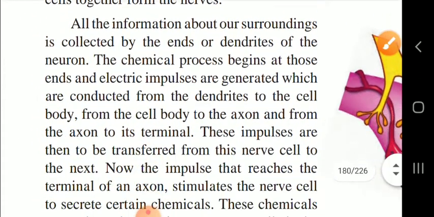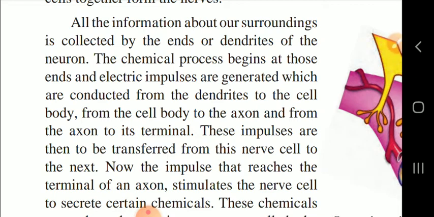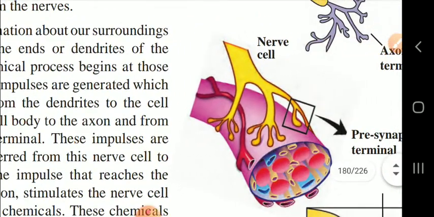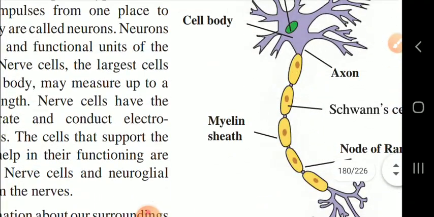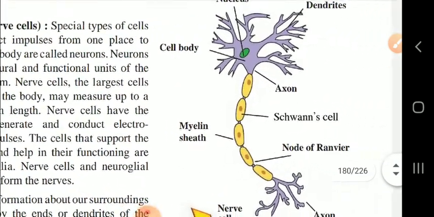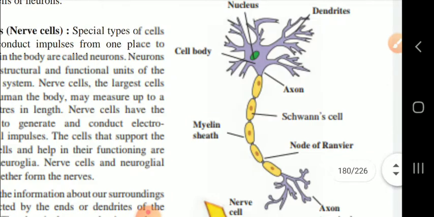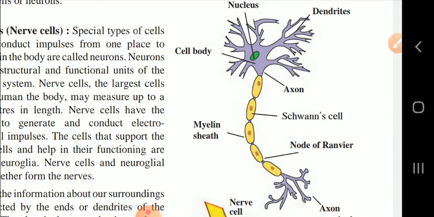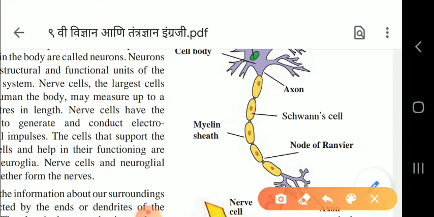Now, all the information about our surroundings is collected by the end of the dendrites. So I'll show you, children. Here is the figure. You can see here. You can understand in a better way. This is your figure, children. So you understand properly.